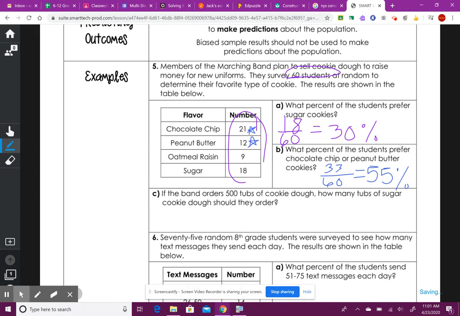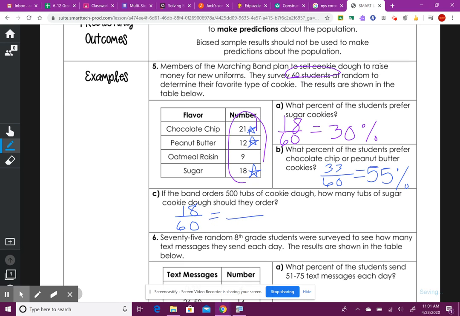55%. All right, this last part here is the actual prediction part, so make sure that you pay close attention here. So if the band orders 500 tubs of cookie dough, how many tubs of sugar cookie dough should they order? Well, this table up here, we're actually going to use this data to predict how many they should order. So remember, we originally surveyed 60 students, so we know that is still going to be our first comparison fraction, because we can use what we know to make predictions. So we have 60 on the bottom. How many of them liked that sugar cookie? Remember, it's up here. Here's our sugar cookie, 18.